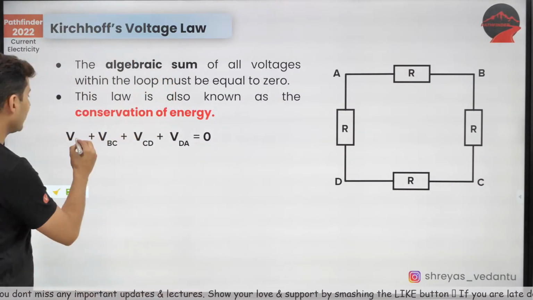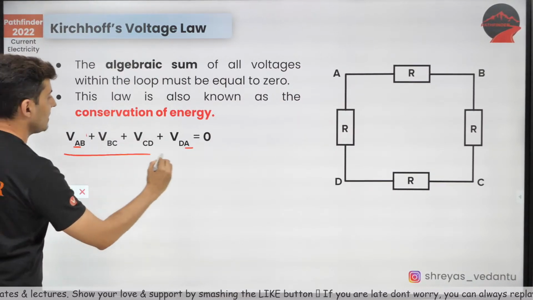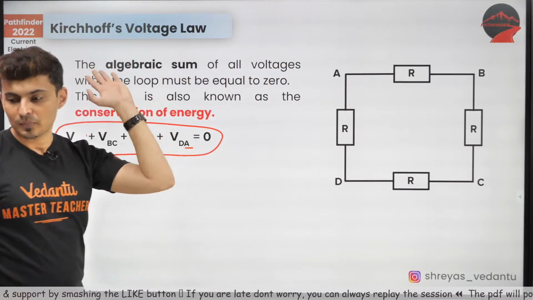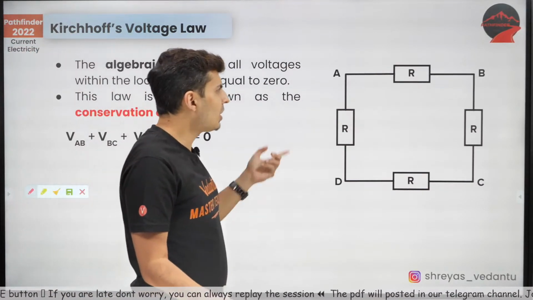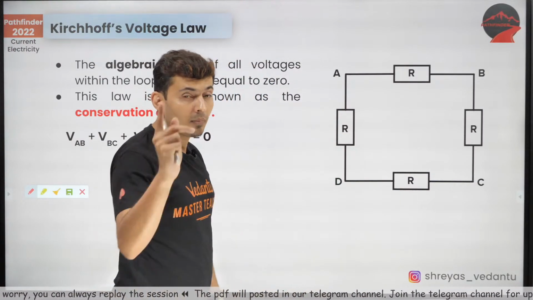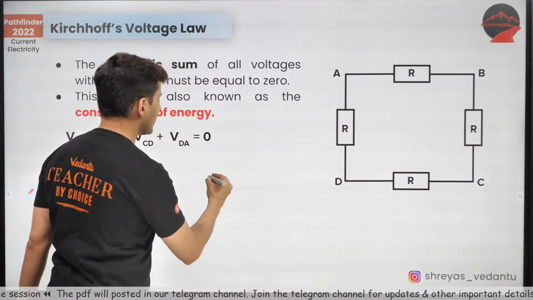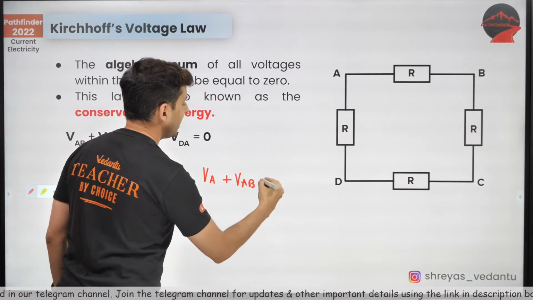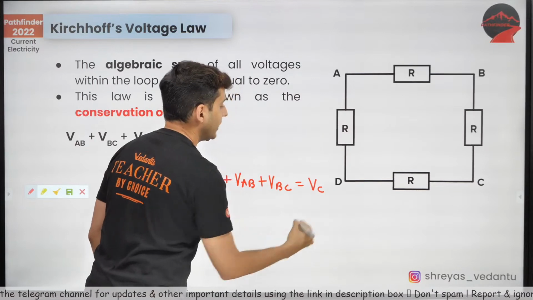So if you start from one point, let's say A, and you end at the same point, then you will see the sum of all the voltage differences across all the devices will be 0. As simple as that. There is nothing great about it. And it makes sense because if you come back to the same point, voltage between that point and that point will be 0. But if you start from here and you go till here only, then it will look something like this. Voltage at point A plus voltage between AB plus voltage between BC will give you voltage at point C.